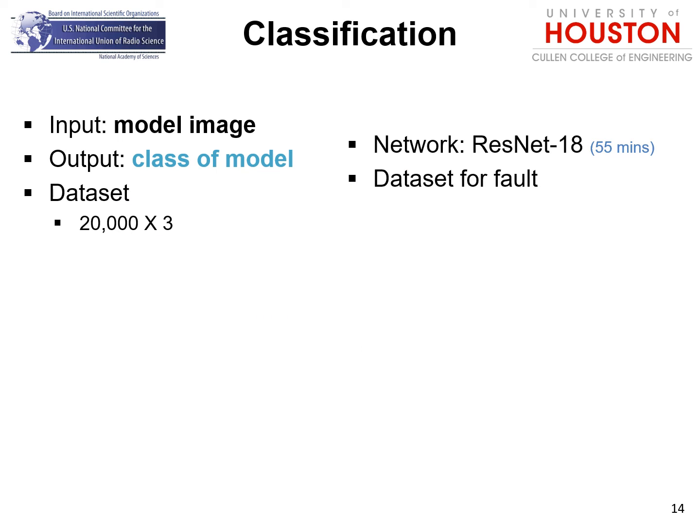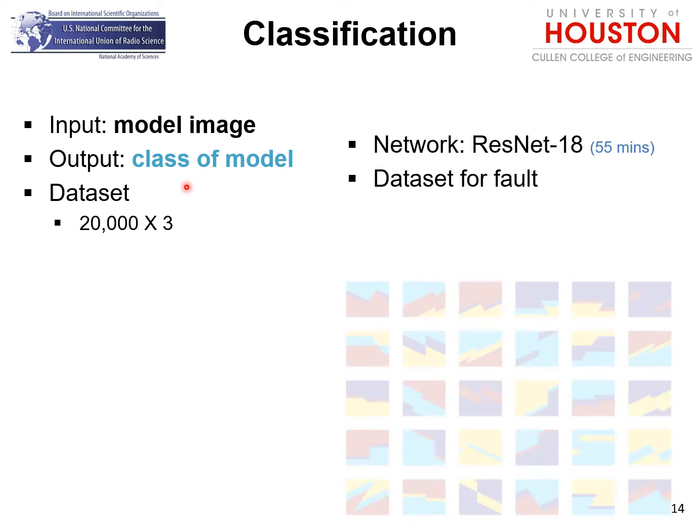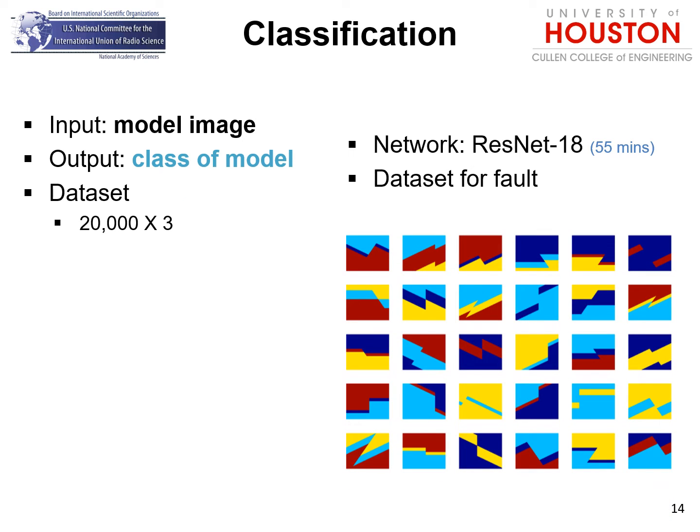In the first module, we use the ResNet to do the classification. It is essentially a convolutional neural network that has 18 layers. The input of the network is the model image. The output is a class of model. We use 20,000 images as the dataset for training and testing. The performance of the neural network can be evaluated by the confusion matrix.